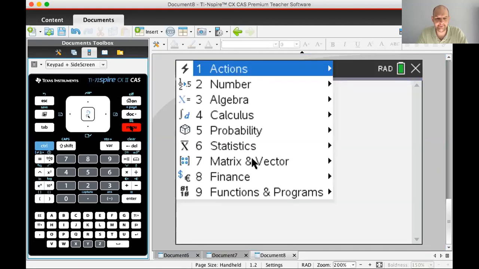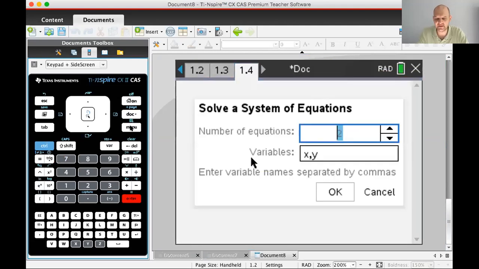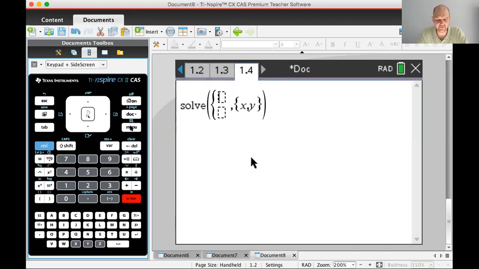So, all right, let's just solve. Menu 3.7. What are we solving for? X and Y, I guess. 2 equations, 2 unknowns. X and Y are the unknowns.